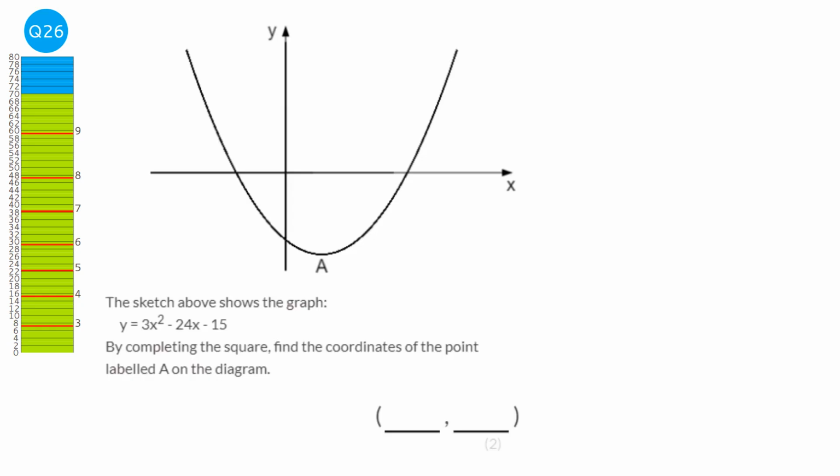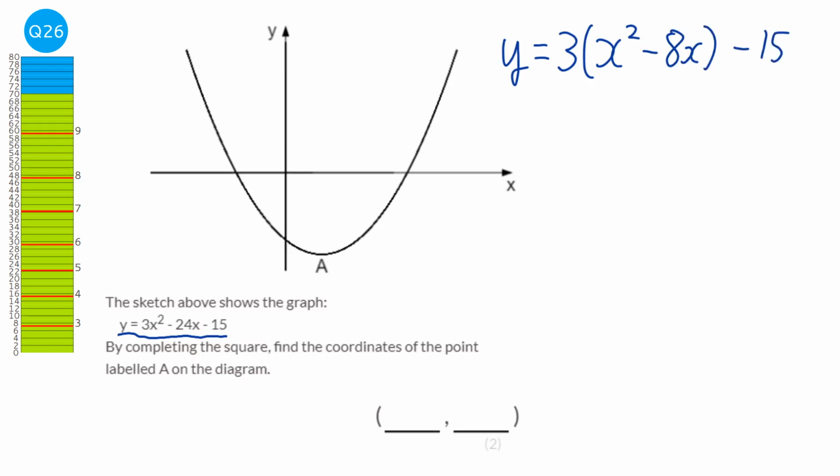So we're told to complete the square, so we're just going to get this equation here and just complete the square for it. So the first thing I'm going to do is remove the coefficient of the x squared. So we want just x squared and so on. So I'm just going to make a set of brackets, and we're going to factorise 3 out of the x squared and the minus 24x, so that would be minus 8x. Then we've got the take away 15.